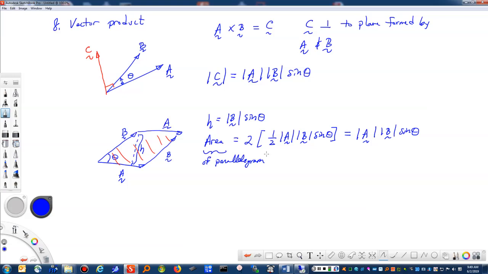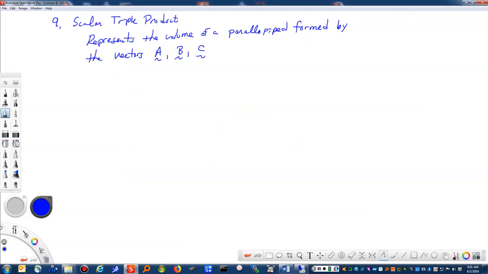Well, this is going to give rise to our next term, which is the scalar triple product. And again, a term that you've probably heard of before, the scalar triple product represents the volume of a parallelepiped formed by vectors A, B, and C. Now I'm going to sketch some vectors A, B, and C so we can visualize this.